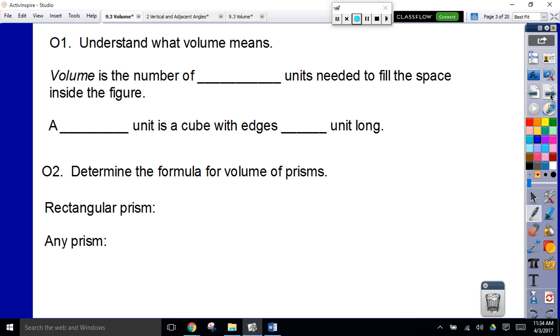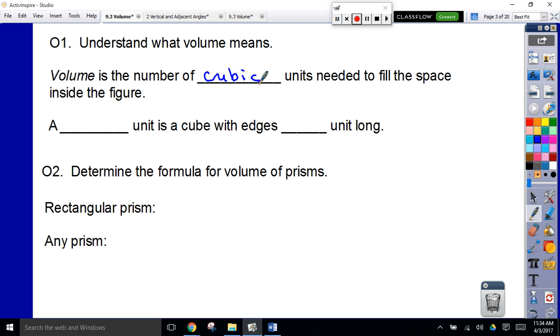Okay, so first, volume is the number of cubic units needed to fill the space inside the figure. So say we had a little tiny block, and that was our unit, and we are measuring how many blocks fit inside of the solid that we are measuring. Okay, that's what volume is. It's the number of cubic or three-dimensional units that we need to fill the space inside the figure.